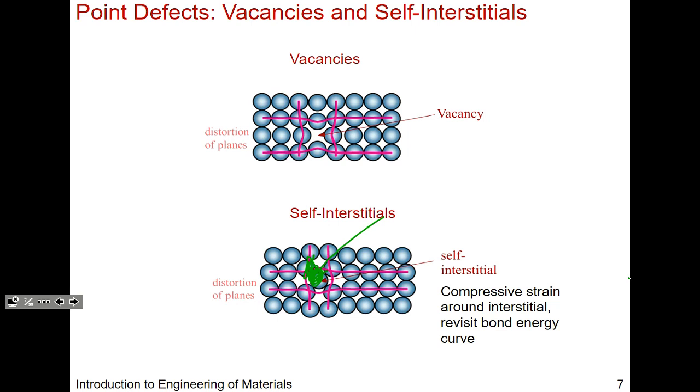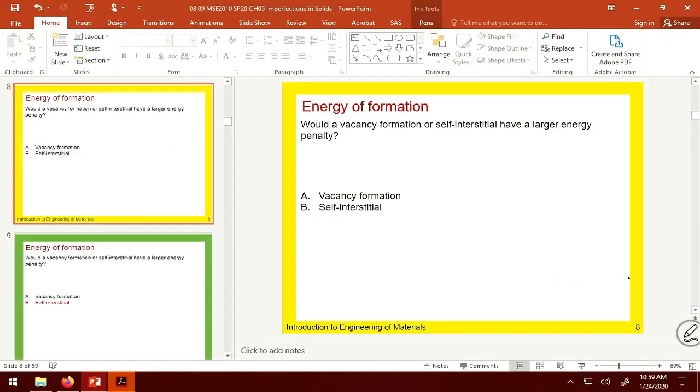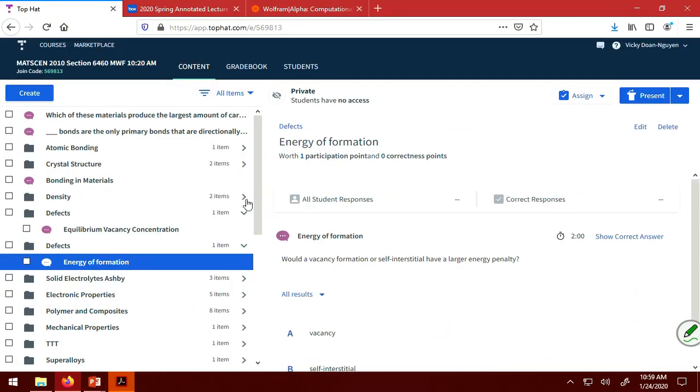And so if you think about the compressive strain around the interstitial, the strain field is shown in the pink lines there. If you imagine the system for self-interstitial versus a vacancy, what does that tell you about your bond energies within the system around that 0-point defect? So let's think about it. What is going to be more energetically unfavorable? Would it be a vacancy or would it be a self-interstitial?